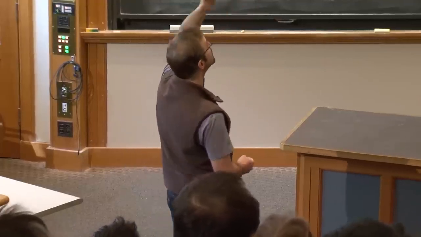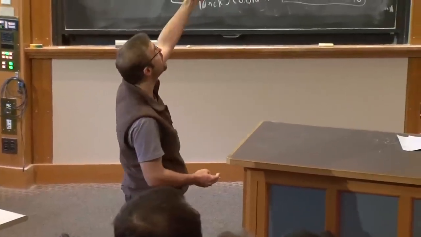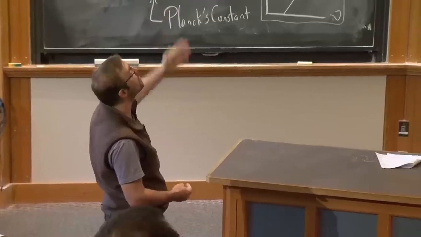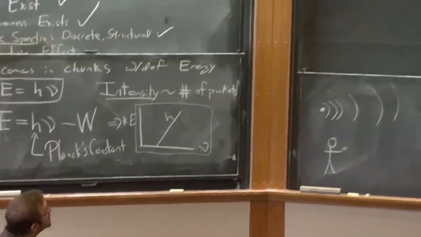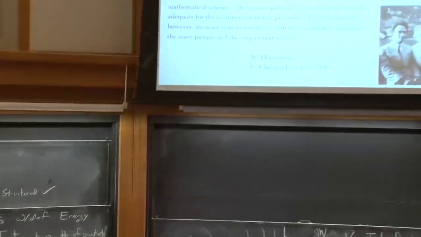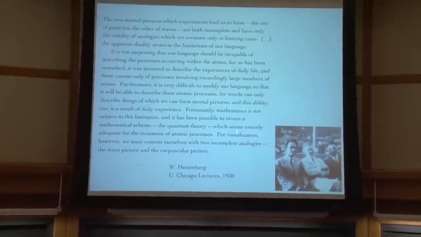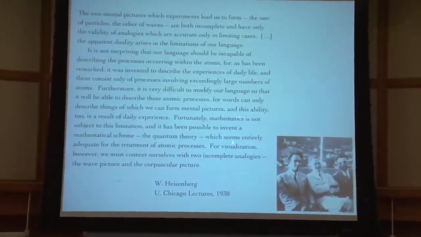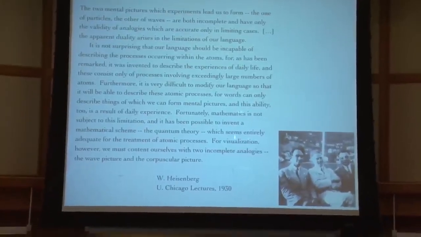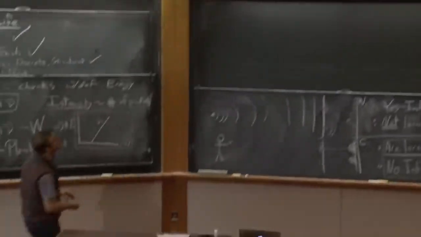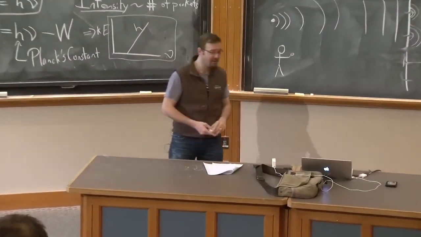So what Heisenberg says: the two mental pictures which experiments lead us to form, the one of particles, the other of waves, are both incomplete and have only the validity of analogies, which are accurate only in limiting cases. The apparent duality arises in the limitation of our language. Okay? And then he goes on to say, look, you developed your intuition by throwing rocks and swimming. And that's not going to be very good for atoms.